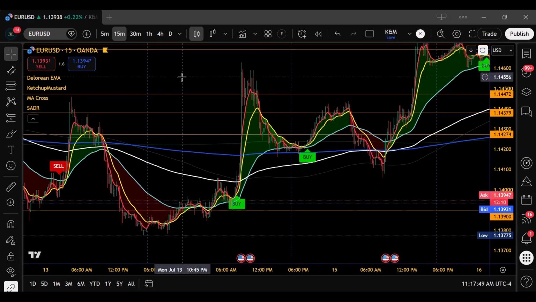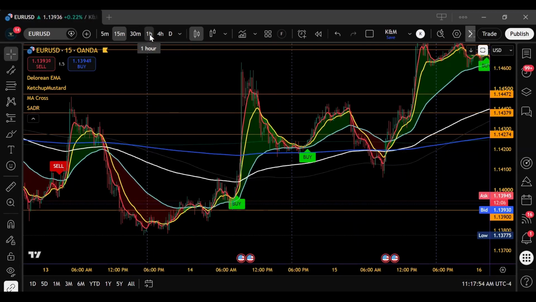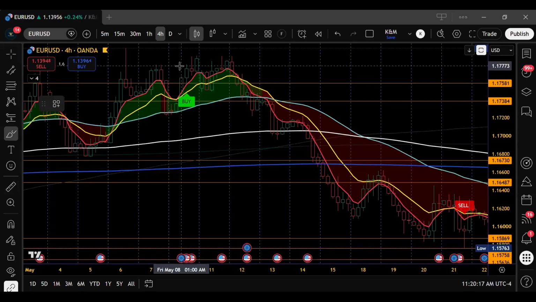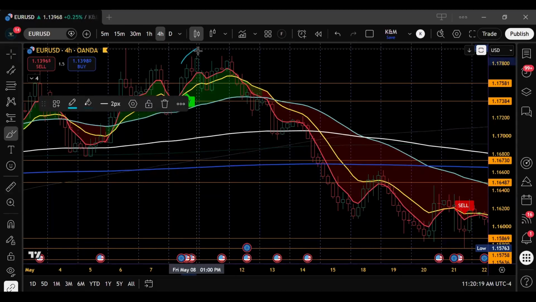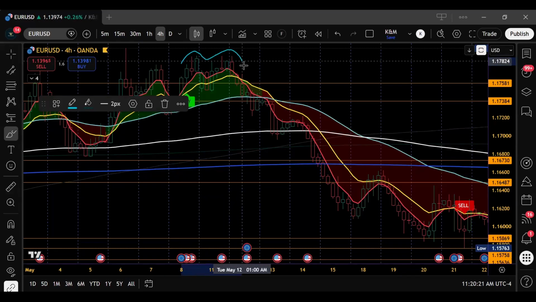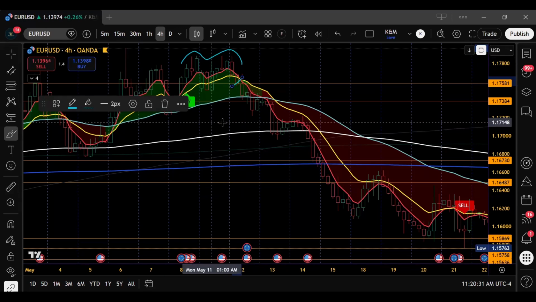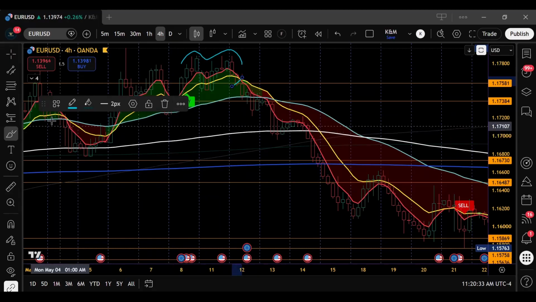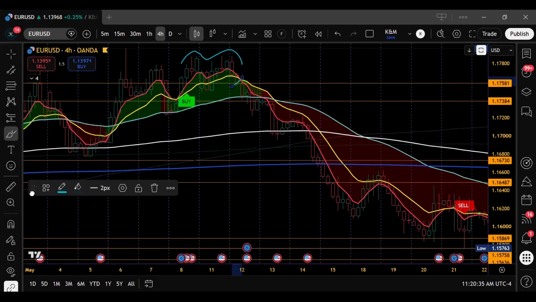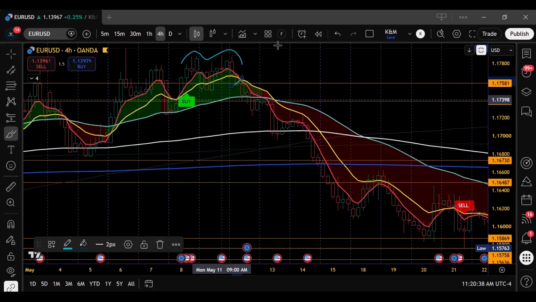I suggest using the 1 hour chart and the 15-minute chart. 4 hour chart, same thing. We have an M right here. M, ketchup across the mustard. And because this is still Euro USD, this is going to show how you can catch way more pips because now you're trading on a higher time frame. So we got the ketchup across the mustard there.